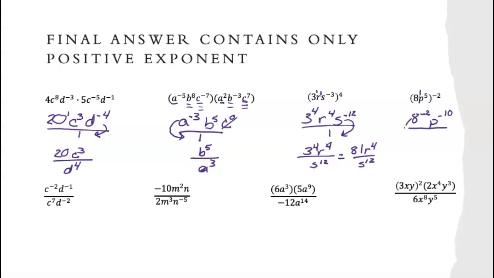So 8 to the negative 2, well, that's going to have to move. P to the negative 10, that's going to have to move. So when I rewrite this, well, not everybody can leave the top. Remember, a fraction has to have something in the numerator. If everybody's leaving, we're going to go ahead and put a 1 up there. I now have 8 to the positive 2 and P to the positive 10. Still not all the way evaluated.